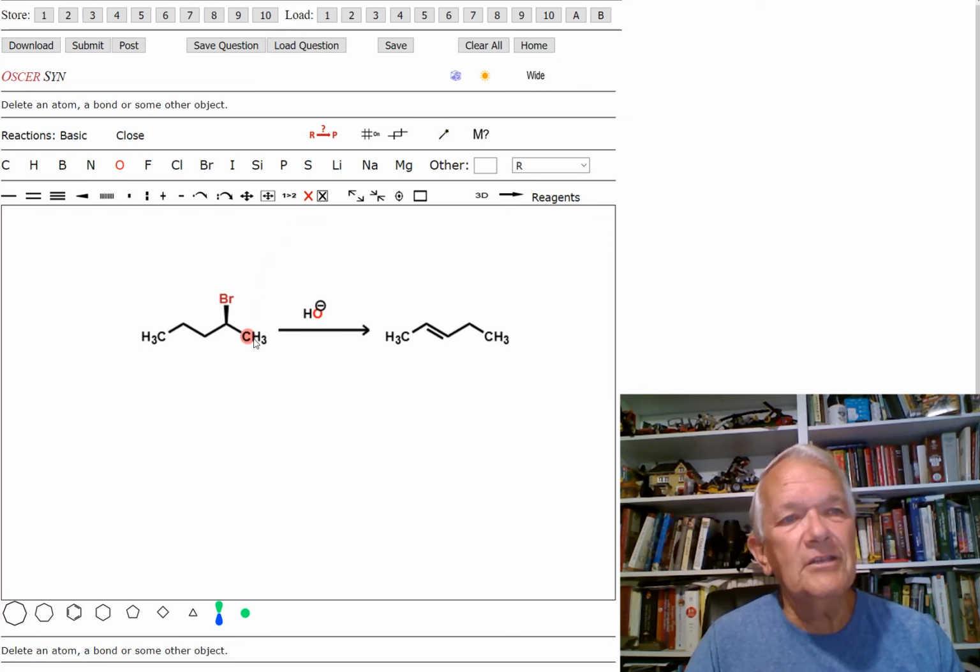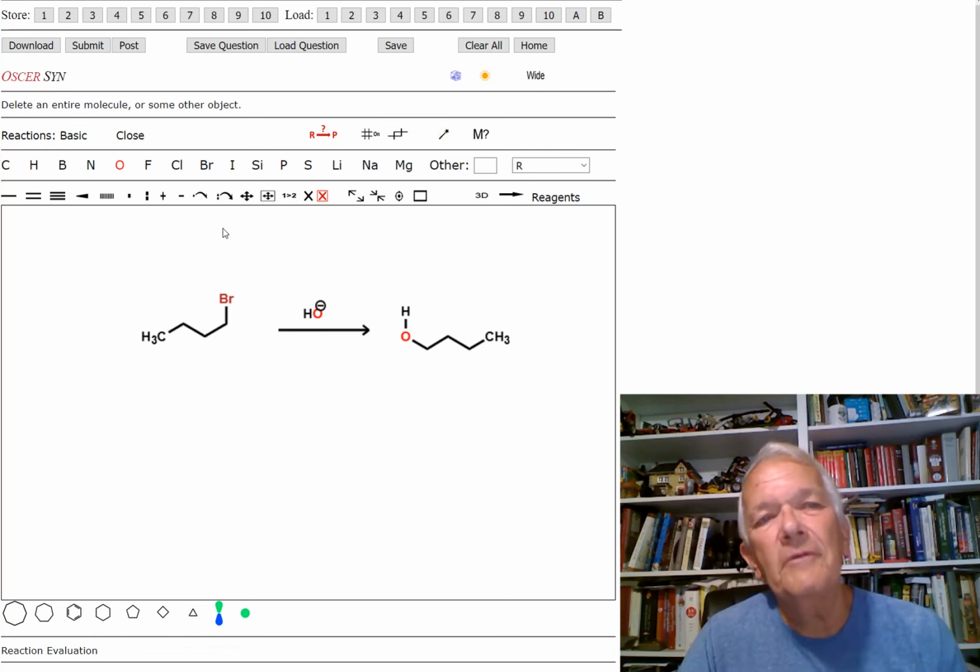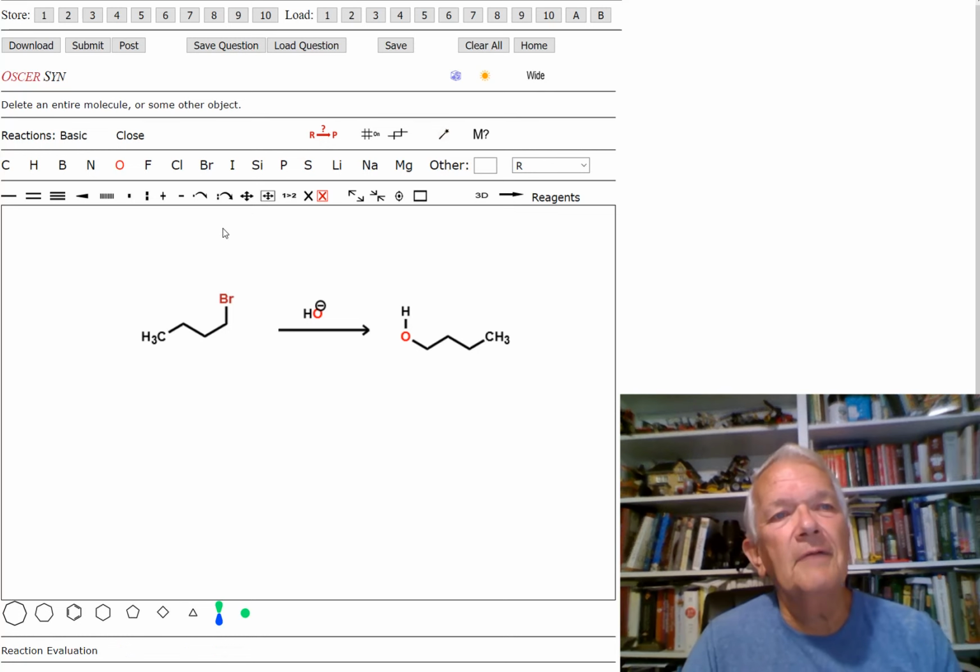So let's look at the primary one. Here we go back to the primary one. Now, of course, I've got to lose that wedge. It doesn't make any sense. Let me erase the product and do this reaction. Of course, now you can get away with it. The simple substitution comes back.